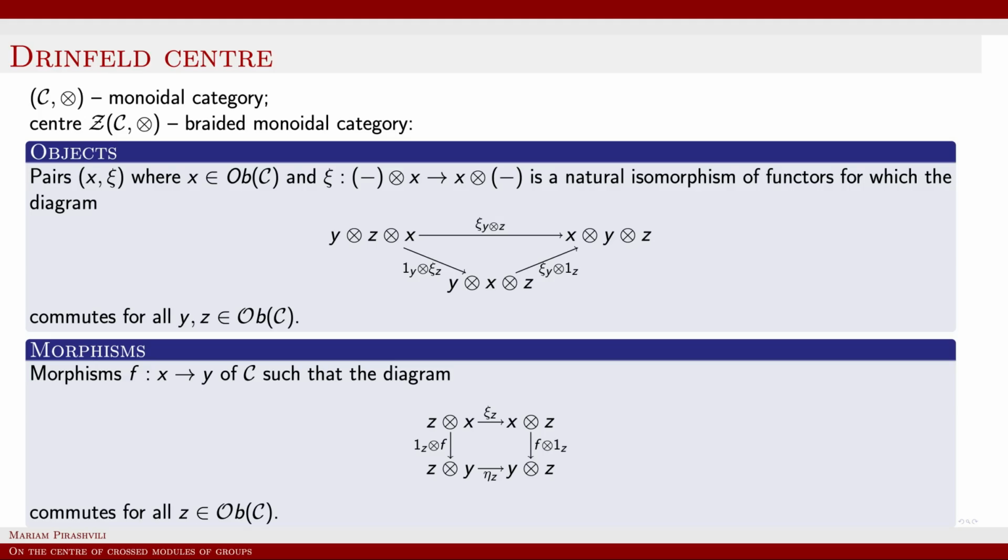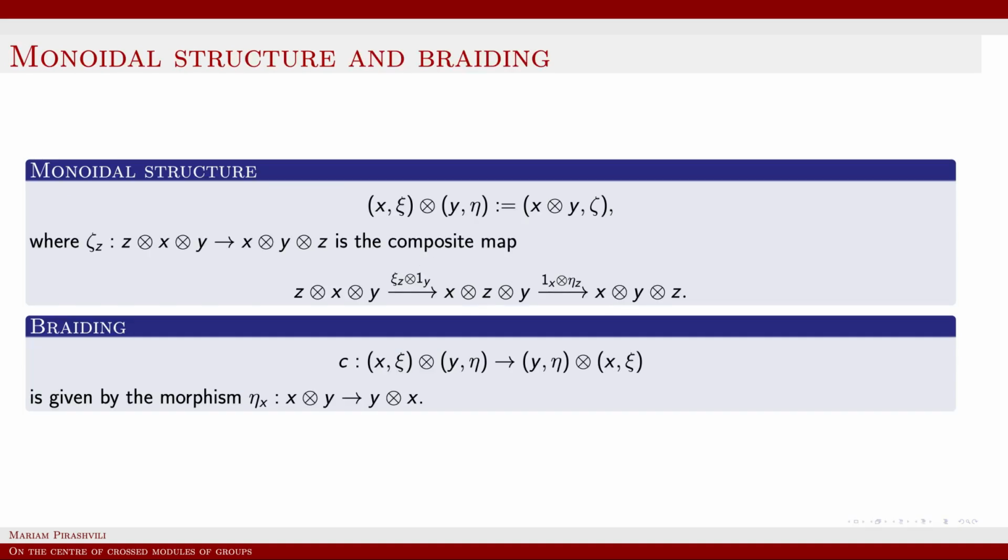For objects, the objects of this category are going to be pairs X and psi, where X is an object of C, and psi is a natural isomorphism, which allows for some kind of commutativity. And then we also have morphisms, which are given via this diagram.